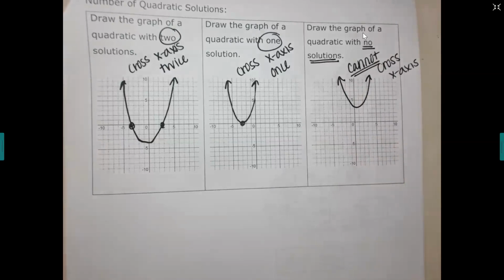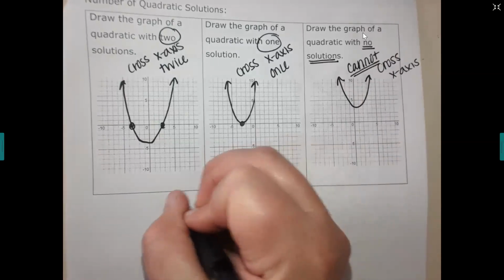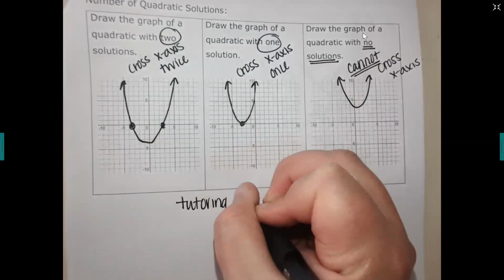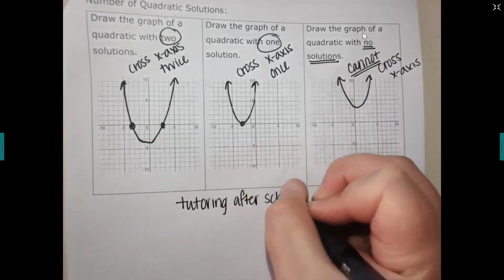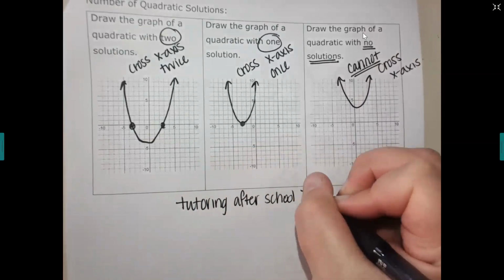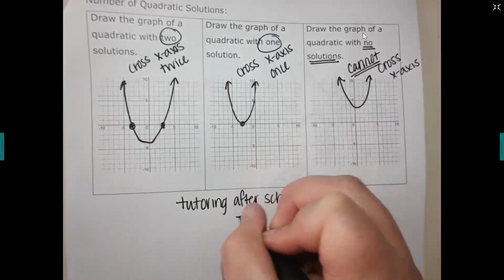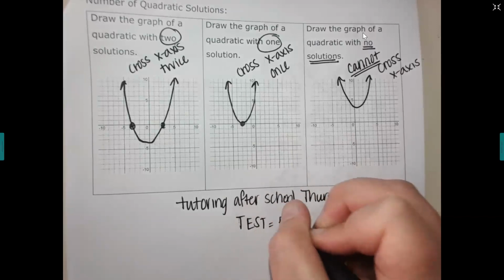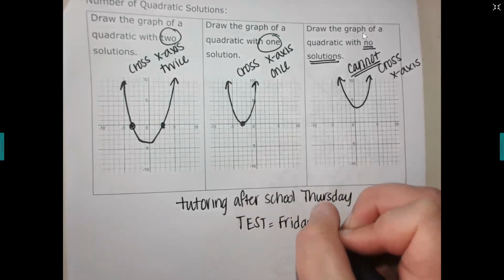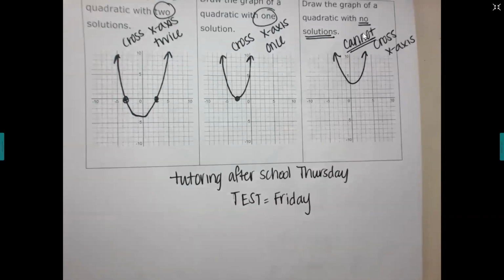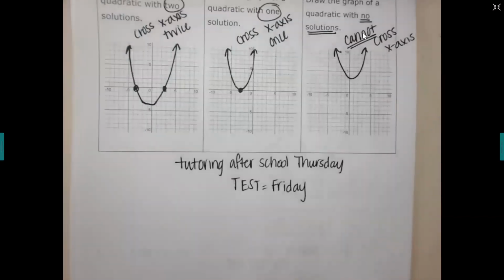All right, so you have the rest of class to go through and finish the rest of the review. You're welcome to work with your table. Okay, I will have tutoring after school on Thursday. And then your test is on Friday after school. Thursday for tutoring. And then your test is Friday. Okay, don't forget that your review that you're working on today, that is for a grade. It is not optional. If you don't do it, you'll get a 0. So please use your time wisely.